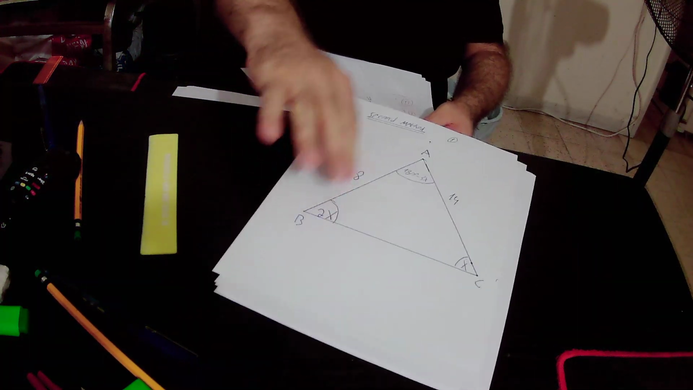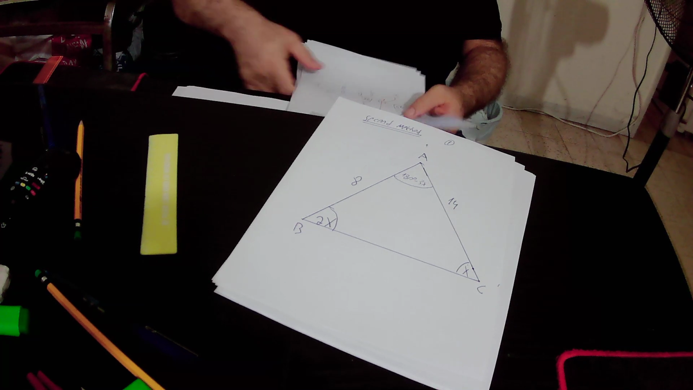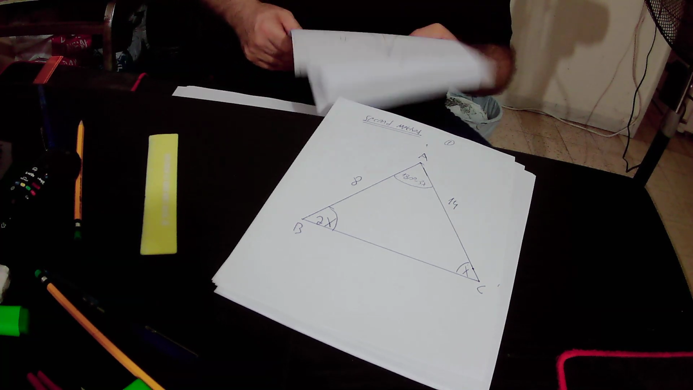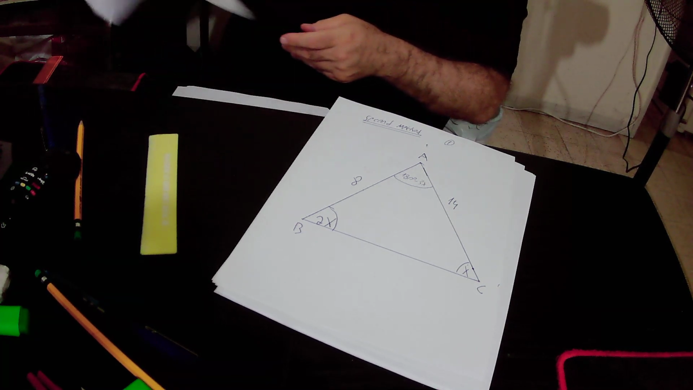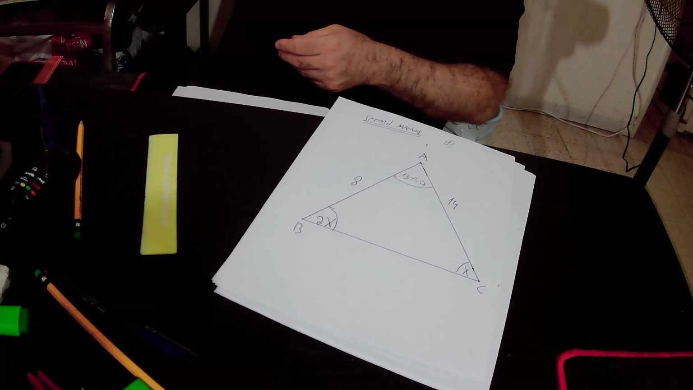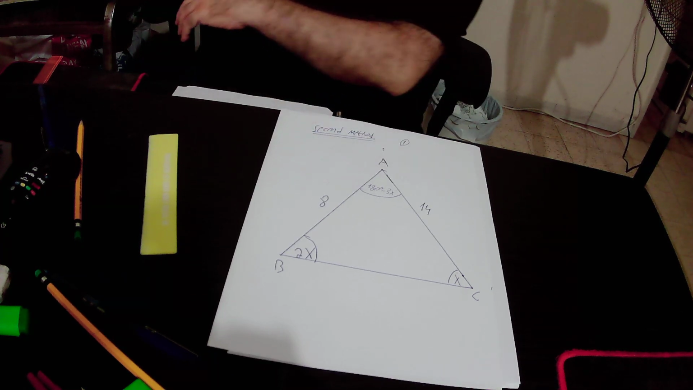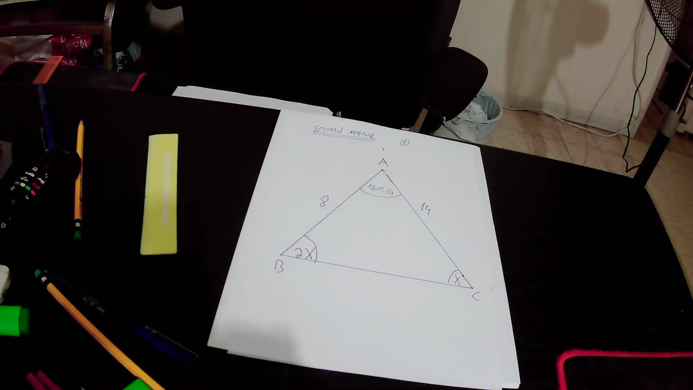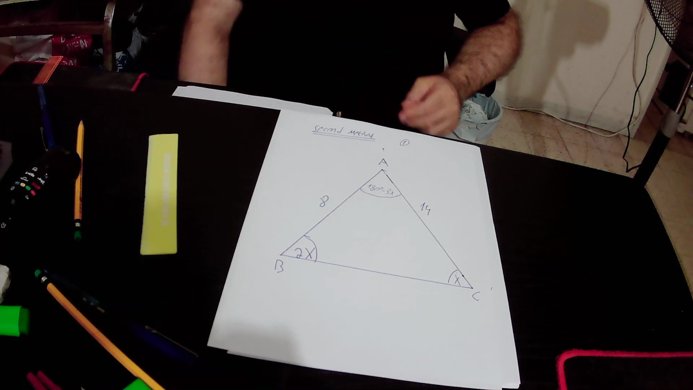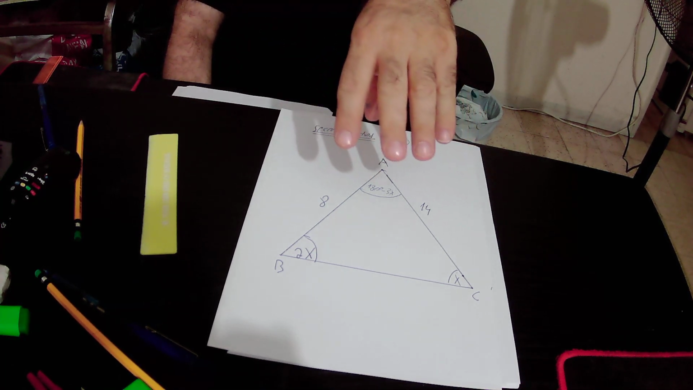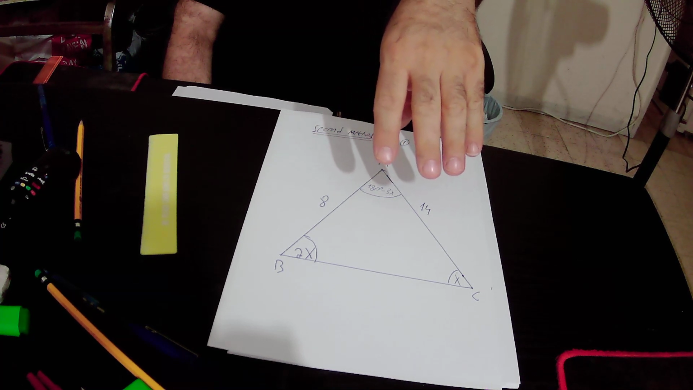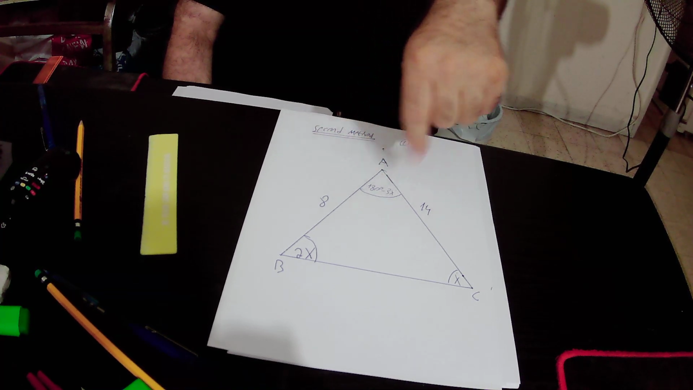Actually, here we have the rule that states that the sum of the angles in any triangle equals 180 degrees. So the sum of the angles in this triangle and in any other triangle equals 180 degrees.